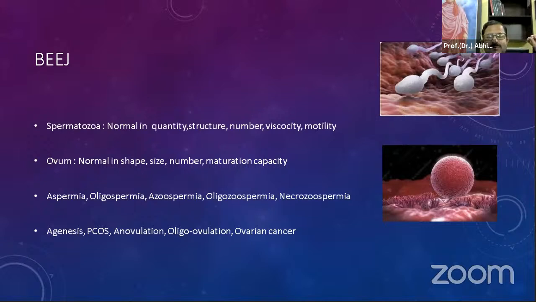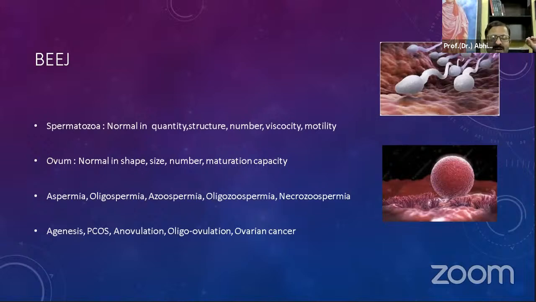It is a mature ovum, and it is not possible for having the conception. So obviously the normal structure of both these structures is required for having conception. Now, what happens if they are abnormal?